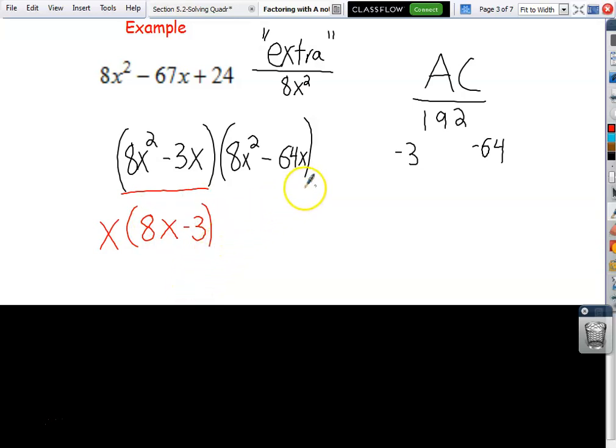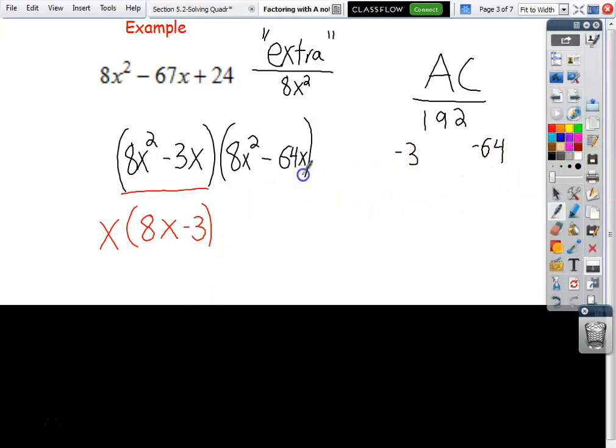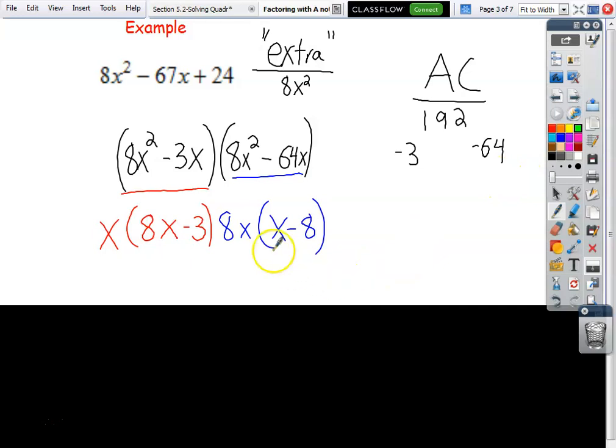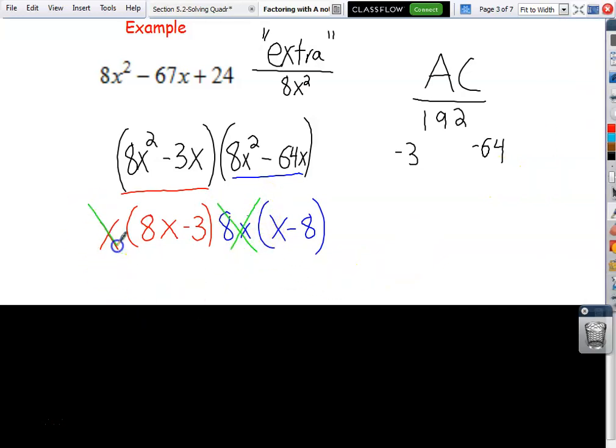All right, what do both these terms have in common? Well, 8x squared and a 64x have an 8x in common. And I'm left with x minus 8. Now look at this. What did I write extra to start off with? 8x squared! Thank you, imaginary voice in my head. What do I have currently sitting out in front of my binomials? 8x squared! Oh boy. Well, that means I can cross those out because they shouldn't have been there to begin with.